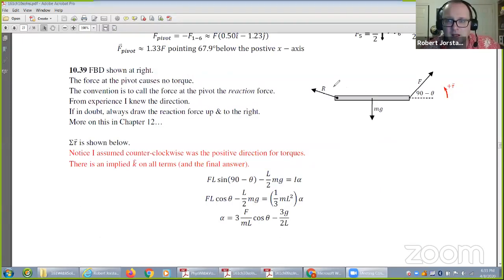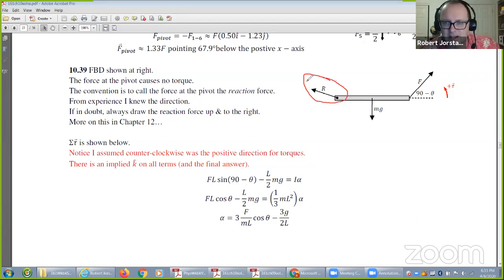Notice, whoops, this R term drops out, no torque. So this equation is sum of torques, and I see there's a chat. I'll work on it in a minute, or Trey, you can try to get to it. I'm trying to do this equation right now. Sum of torques equals I alpha. What I've done is I've called this the positive direction. Anything that's going that way, I'm calling positive. I'll catch up to the chat in just a second.